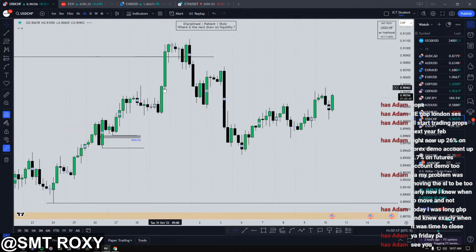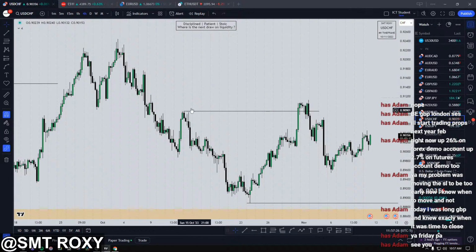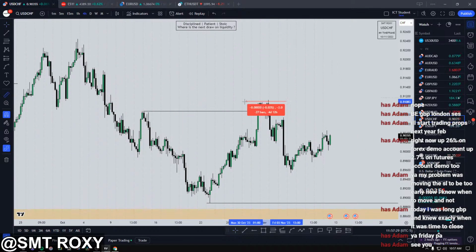What is this? 4 hour what? 4 hour lows. Okay, yeah, 4 hour lows. We came down, hit the 1 hour BPR. We took out these lows. This was more of a market maker sell model here. So we did take out some form of liquidity. We formed this one right here.